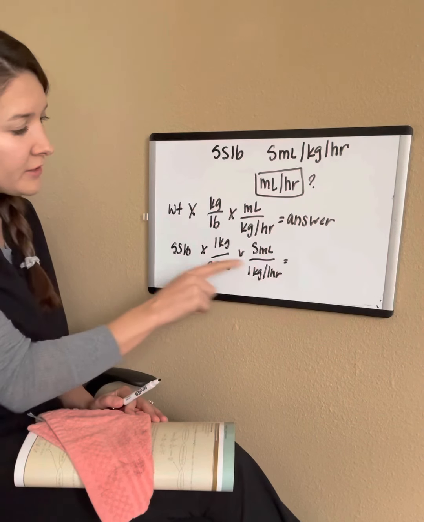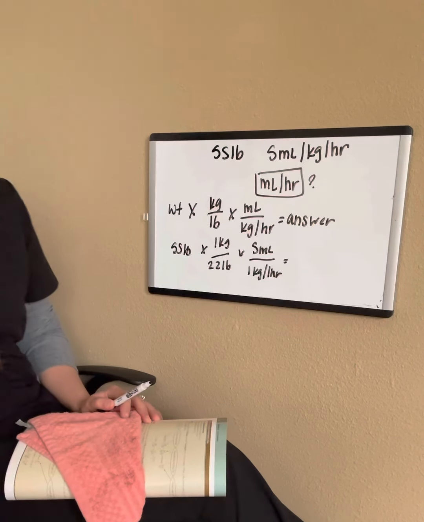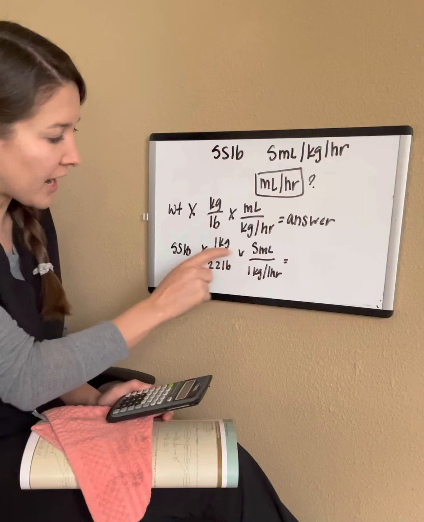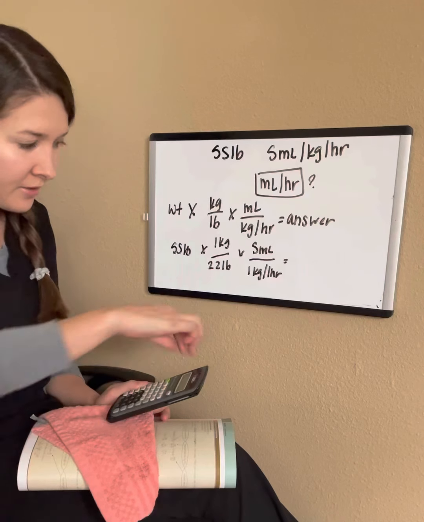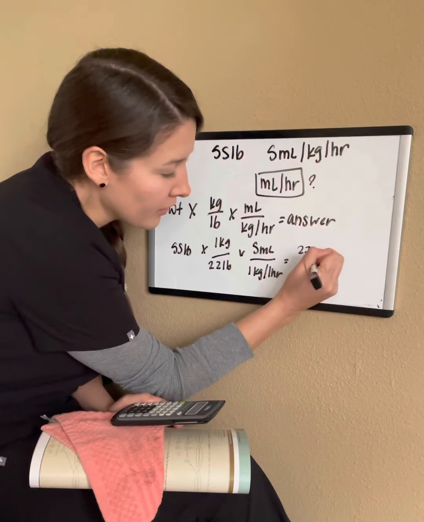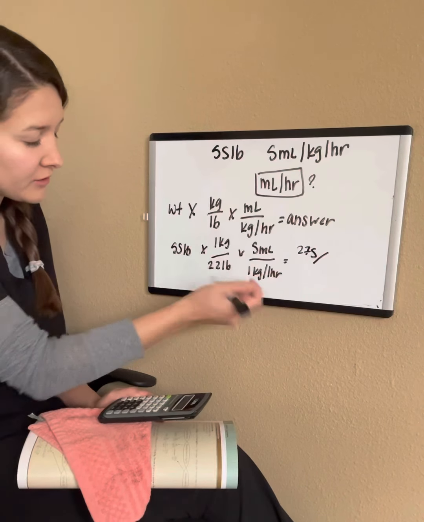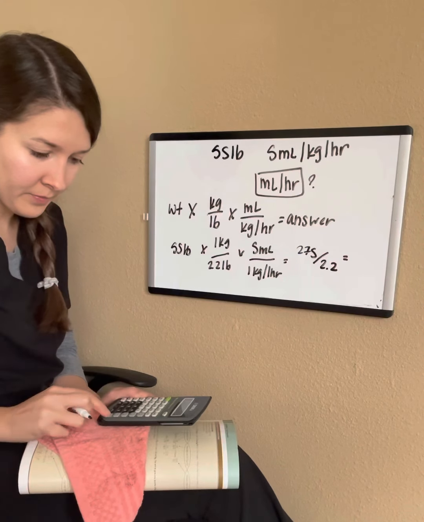And then what you're going to do when you get to this point is multiply 5 times 1 times 55. So pretty much 55 times 5, because that one's not going to do anything. So 55 times 5 is going to equal 275. And you're going to divide that by this 2.2. So 2.2 times 1, that one's not going to do anything, so divided by 2.2. And that equals 125. So your answer to this question is 125 mils per hour.